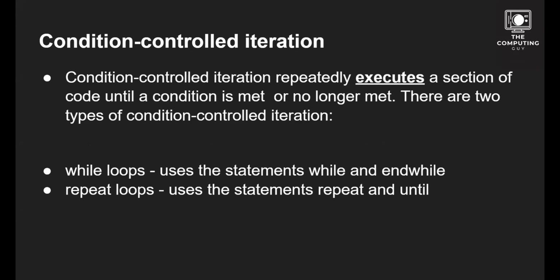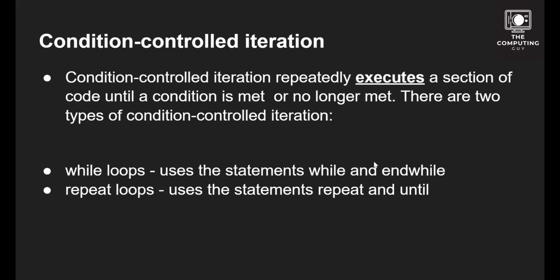So what is condition controlled iteration? Condition controlled iteration is basically the repeat of a particular section of code until a condition is met or not met, depending on the way you've written it. There's two main types of condition controlled iteration that you need to be aware of. We've got while loops, which use the statements while and end while, and then we've got repeat loops, which use the statements repeat and until. So those are the two loops you need to really be aware of.